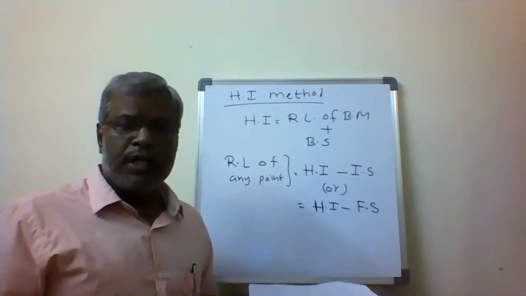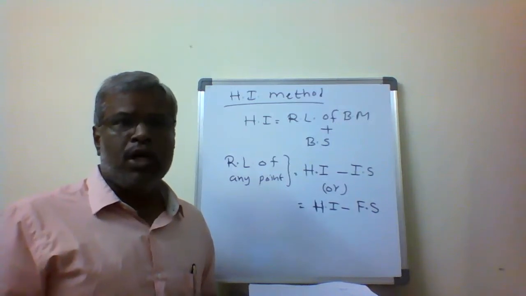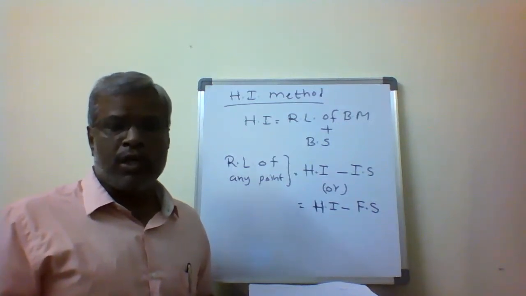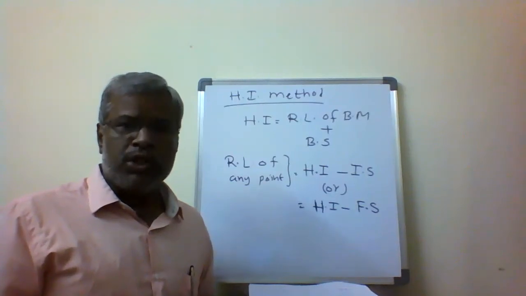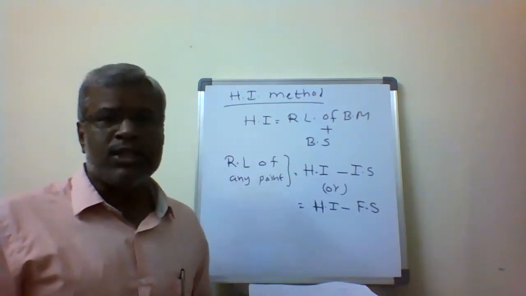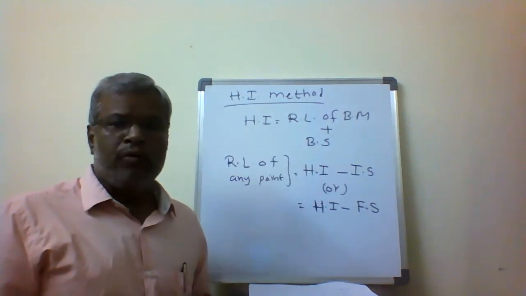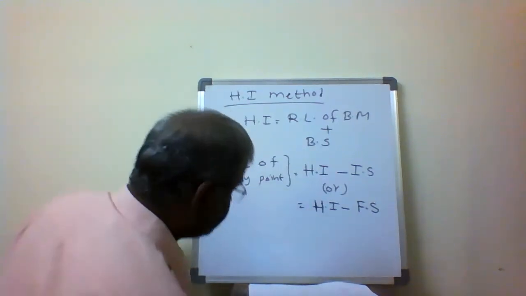Or if the reading comes under foresight, then the foresight reading is subtracted from the height of the instrument, and we get the reduced level or the elevation of that point. This is the procedure we use to find the elevation as well as the height of the instrument. Now we will discuss one problem to understand how we find the height of the instrument and reduced levels of the points.